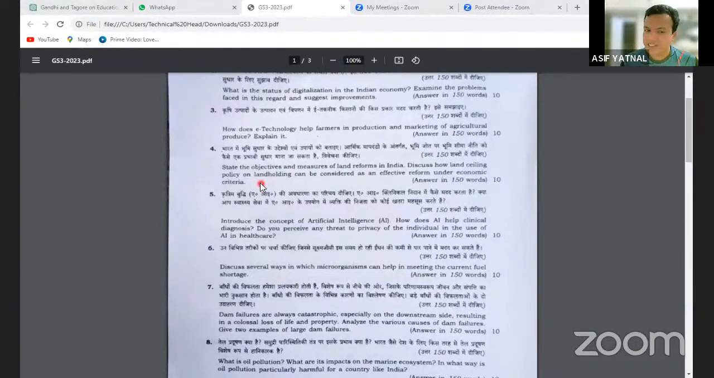Anyone knows what is land ceiling policy? Anand, Omkar or Shaheen, what is this land ceiling policy? Any idea about it?